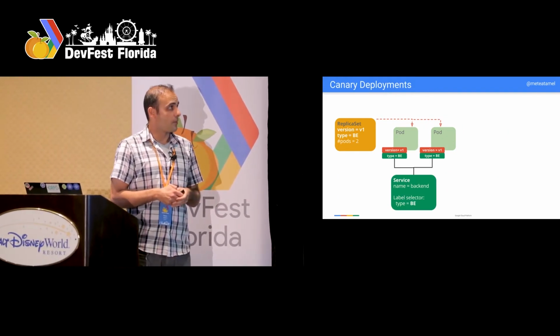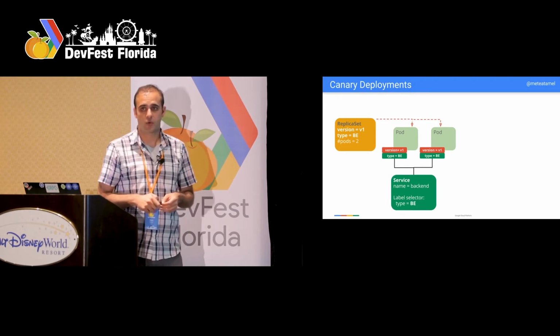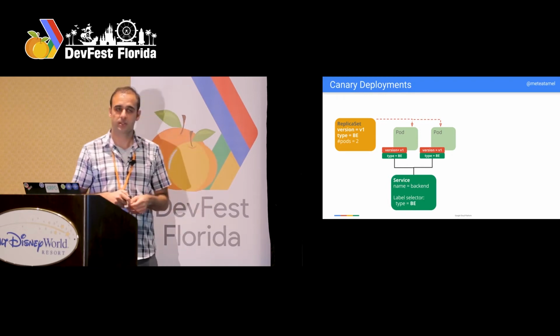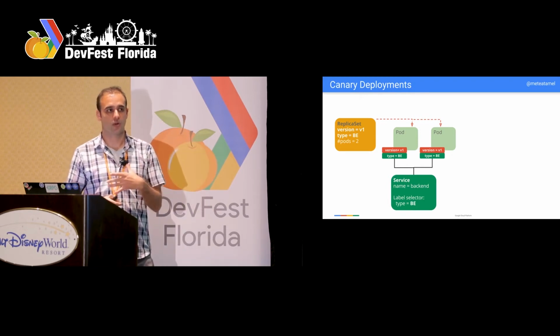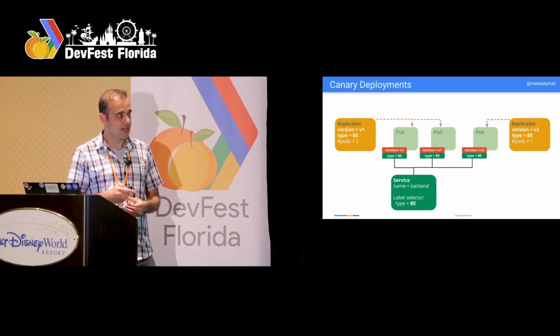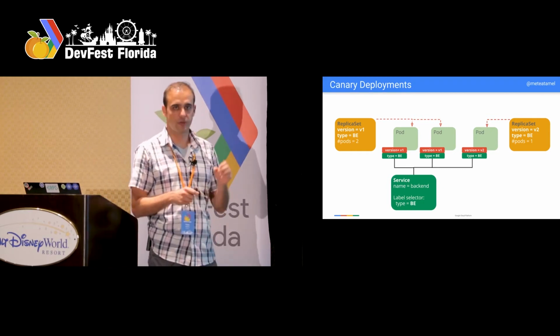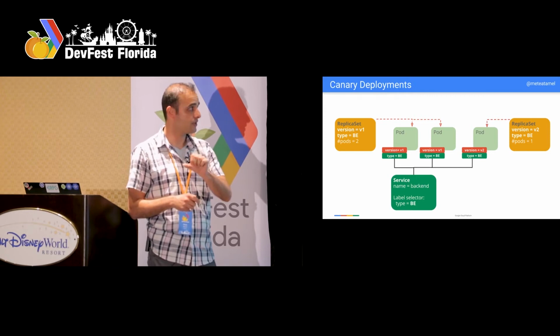And then you can do canary deployments really easily with replica sets. So let's imagine that you have some code running the version 1 of your application, and you want to introduce version 2 of your application because you have some new code. You can create a new replica set with the version 2. So it points to the version 2 of your image.